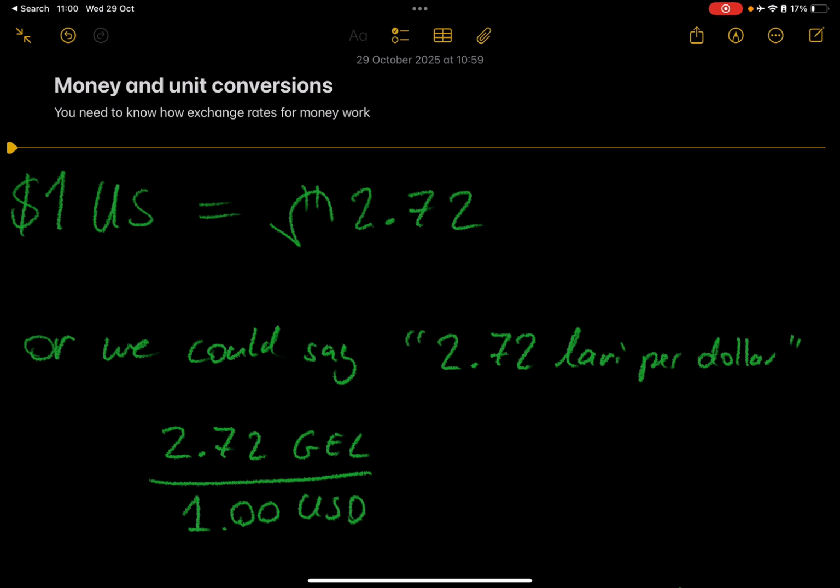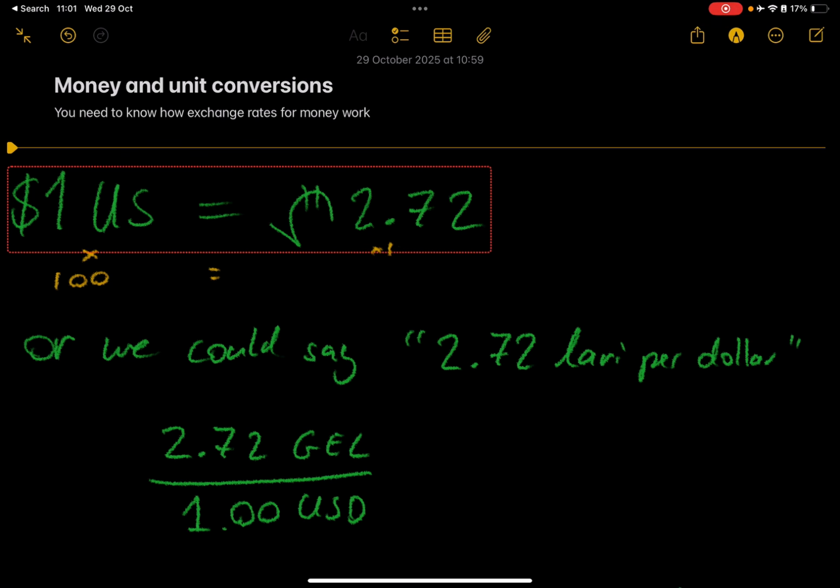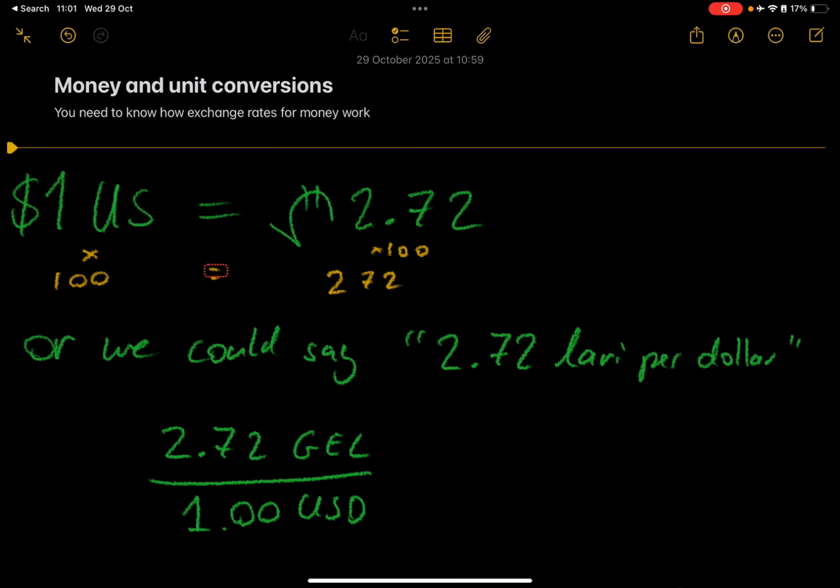Anyway, what we've got here is an example exchange rate. So $1 US is equal to 2.72 Lari, or you could just say 2.72 Lari per dollar. So what does that mean? Well, for example, if I put in $100, then I've got to do the same on the other side, right? So what I get is 272 Lari, just like that, okay?